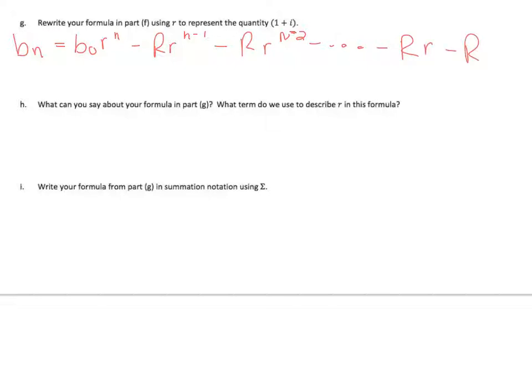It's all good, though. That right there, let's clean that up a little bit. Okay, see if we can simplify. B sub 0 R^n, it's like B sub 0 minus r. I factored that out.